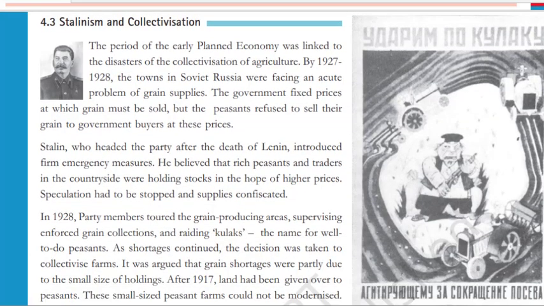4.3 Stalinism and collectivization. The period of the early planned economy was linked to the disasters of the collectivization of agriculture. By 1927-1928, the towns in Soviet Russia were facing an acute problem of grain supplies.